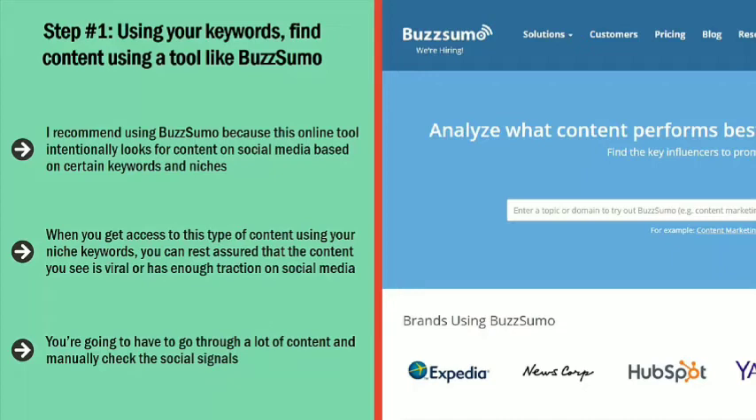There are other similar tools out there. Regardless, you need to use that kind of tool. Otherwise, it's going to be very hard for you to do this manually. You're going to have to go through a lot of content and manually check the social signals. It's very tedious. It burns a lot of time. In many cases, you are still not sure if you got the right content.